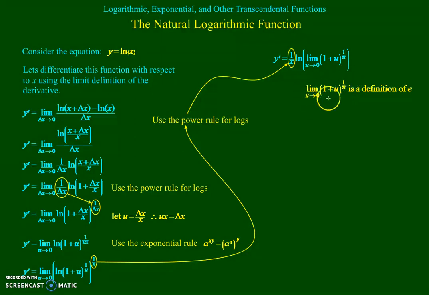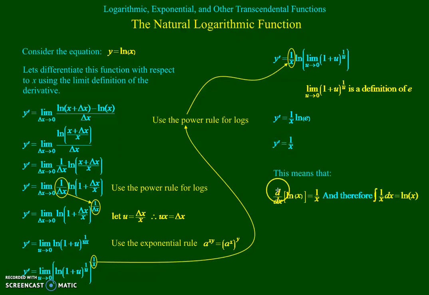And because this limit is just one of the definitions of e, we have the following: that the derivative of this original function ln of x is just 1 over x times the natural log of e. And as we just said, the natural log of e is 1, so our final result is that the derivative of the natural log of x is 1 over x.